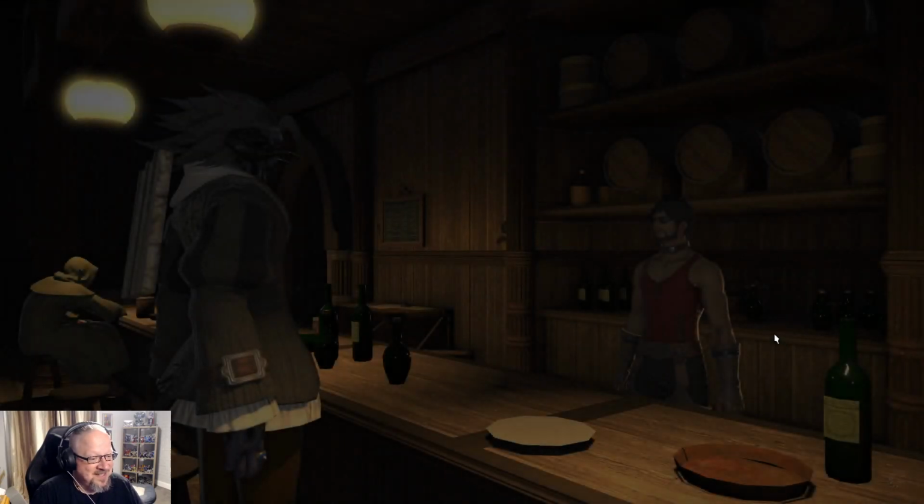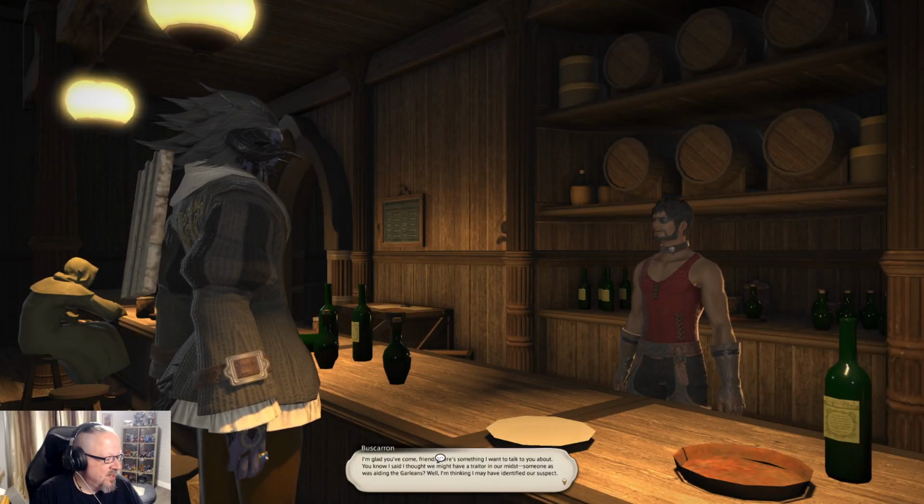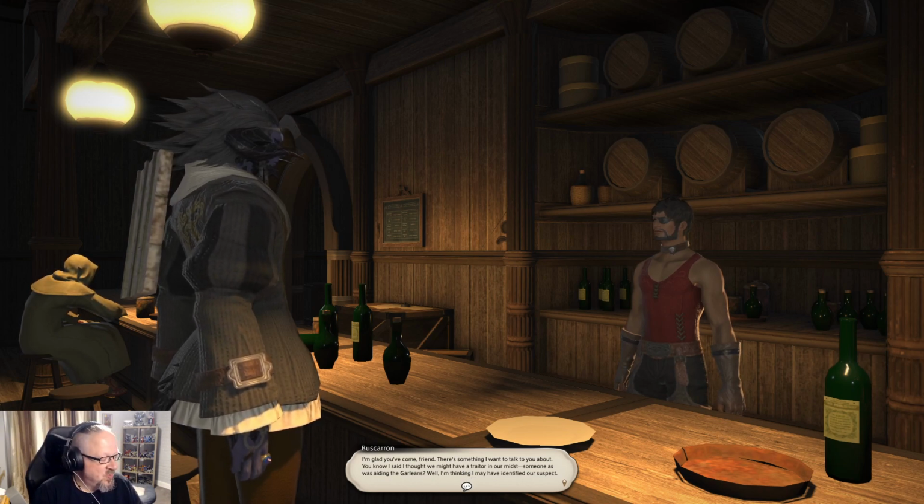Buscaron has more work for a willing adventurer. This is the story quest? I'm glad you've come, friend. There's something I want to talk to you about. As you know, I said I thought we might have a traitor in our midst. Someone as was aiding the Garleans? Well, I'm thinking I may have identified our suspect.